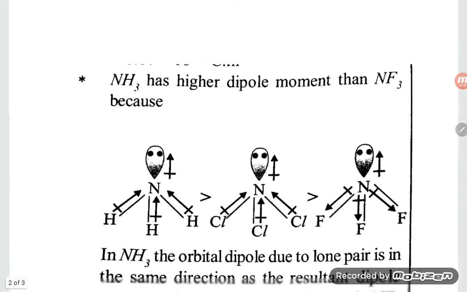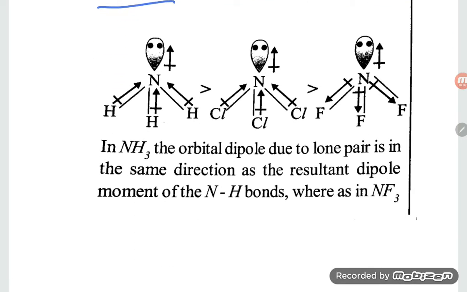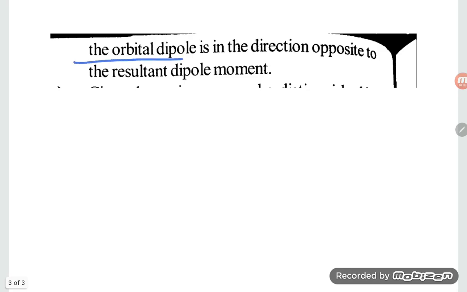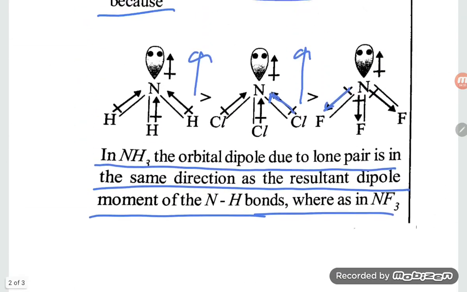You can read the slides also. NH3 has a higher dipole moment than NF3 because of the structure they have given. In NH3 and NCl3 they are going in the same direction, but in NF3 it is coming downside, but here you see it is upside. So in NH3 all the resultant is in one direction, and in NF3 the resultant is in a different direction. So in NH3 the orbital dipole due to the lone pair is in the same direction as the resultant dipole moment of the NH bonds, whereas in NF3 the orbital dipole is in the direction opposite to the resultant dipole moment. So this is the answer, option number 4.